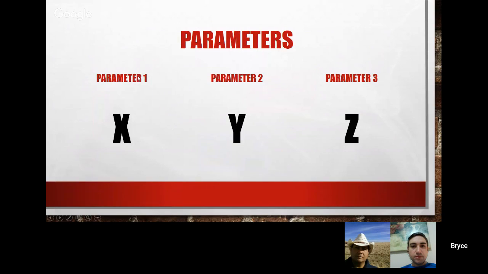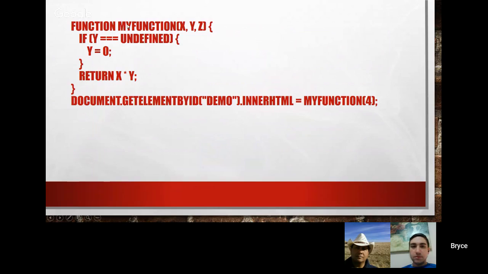You have your parameters. You have your X, Y, Z parameters. They can be whatever you set them to. And in this function, my function, you have X, Y, Z. If Y is undefined, 0, return X times Y. And that's just a simple function to run.